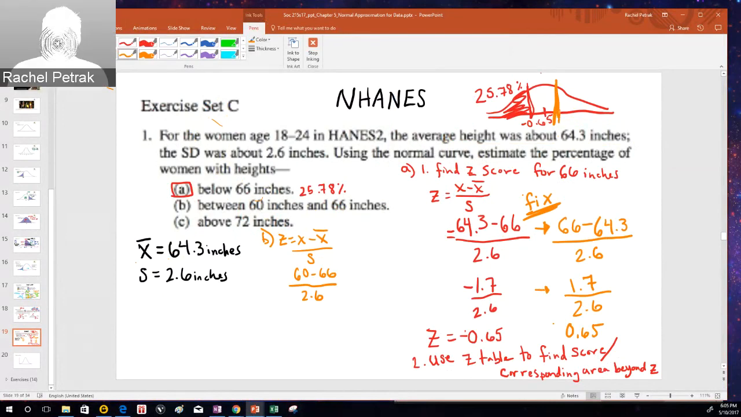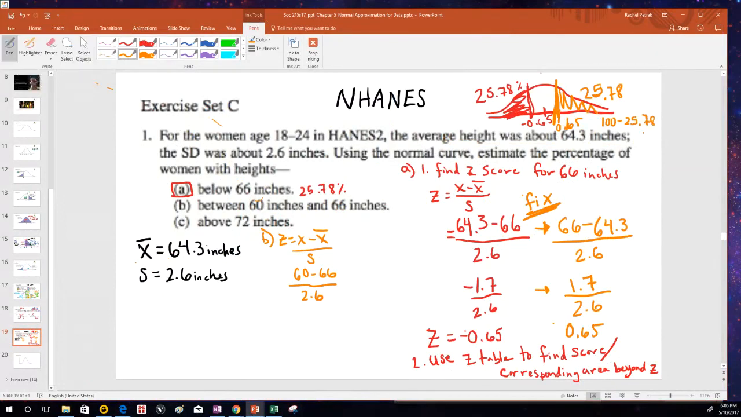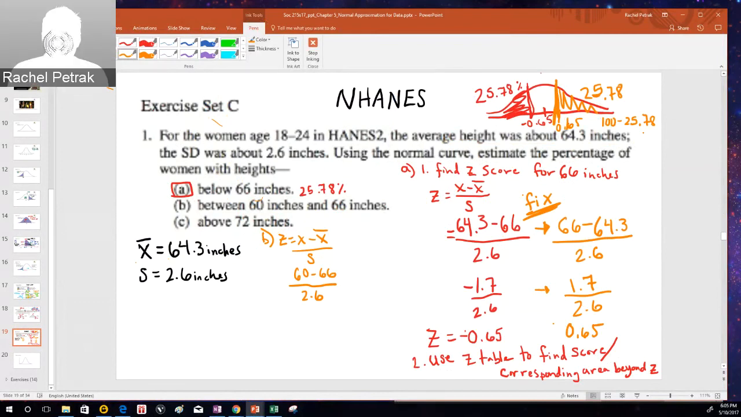Let's assume this is more or less 0.65. And we can figure this out. We don't need to refer back to our z table. We already know that the area beyond z over here is 25.78. So to get the area below this z score, we can just take 100 minus 25.78. And it's 74.22%. That sounds much better to me.